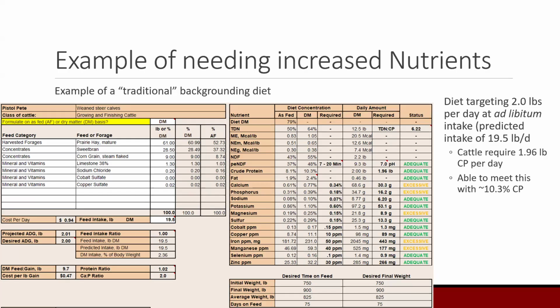So this is a diet targeting 2 pounds per day at ad libitum intake. Predicted intake is 19.5. Cattle would require 1.96 pounds of crude protein per day. So to meet this requirement, we only needed a protein concentration in the diet of 10.3% crude protein. Does that make sense? My NEM is 65, my NEG is 38.